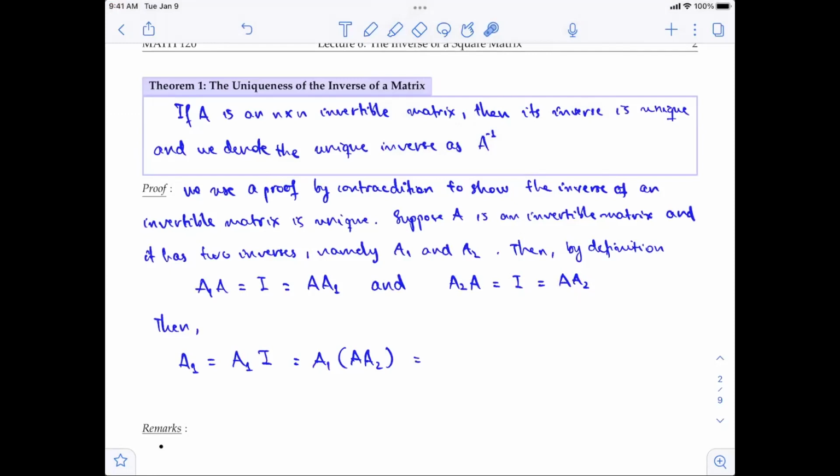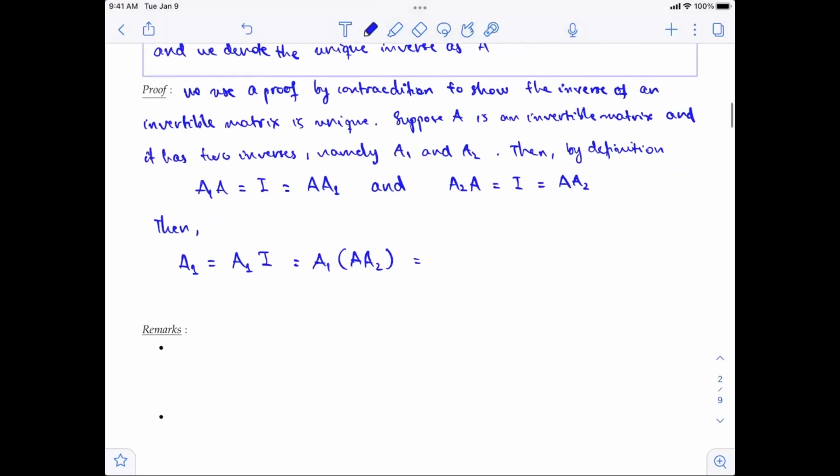Now I'm going to use the associative property of matrices. I get A1 A times A2, right? And this particular product is actually the identity matrix again. So the identity matrix multiplied with A2 is equal to A2, right? So this calculation shows us that A1 is actually equal to A2. Therefore, you can conclude that the inverse of the matrix is unique.